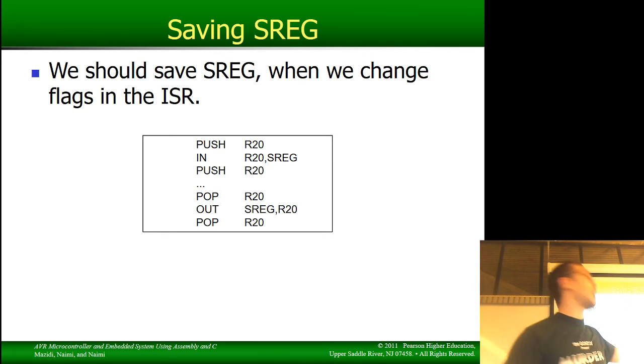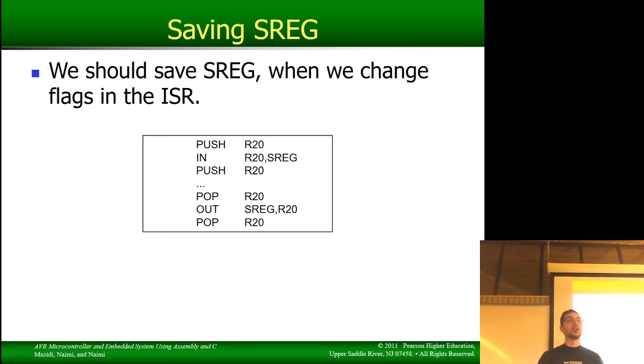Okay, and you do it like that. First, you save R20. Then you overwrite R20 with the status register and save that. Then you restore the status register using pop and out. And finally, you restore R20 for assembly. Now, in C, it's a lot easier.